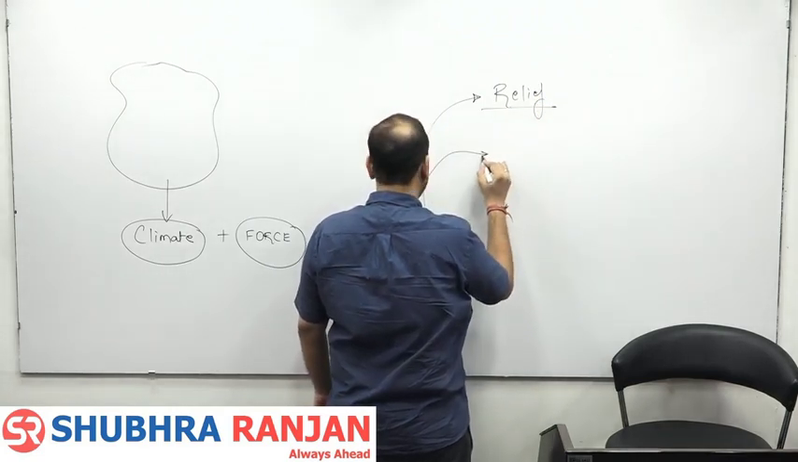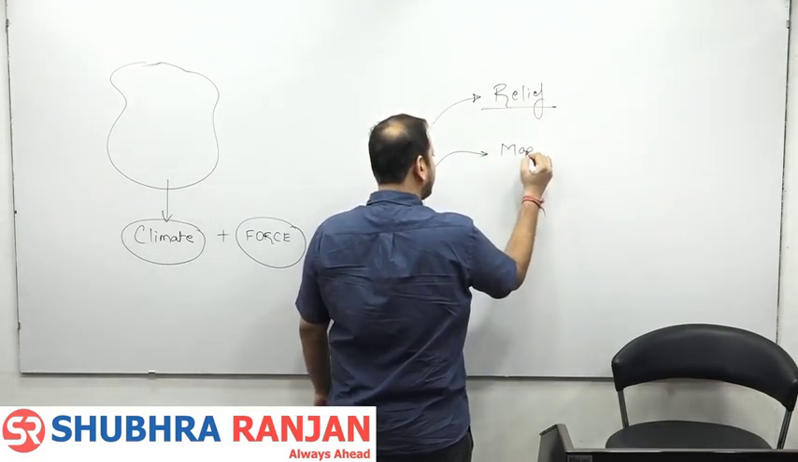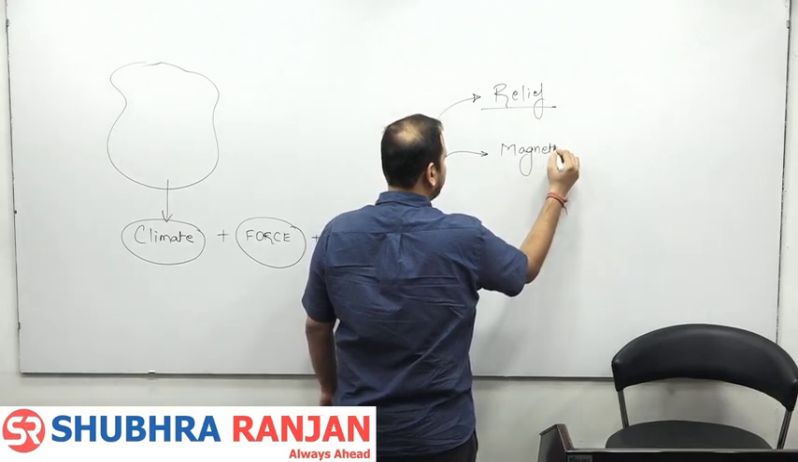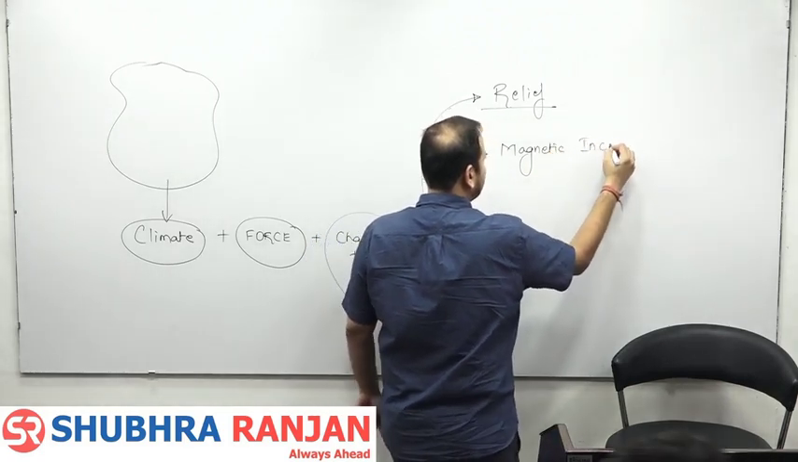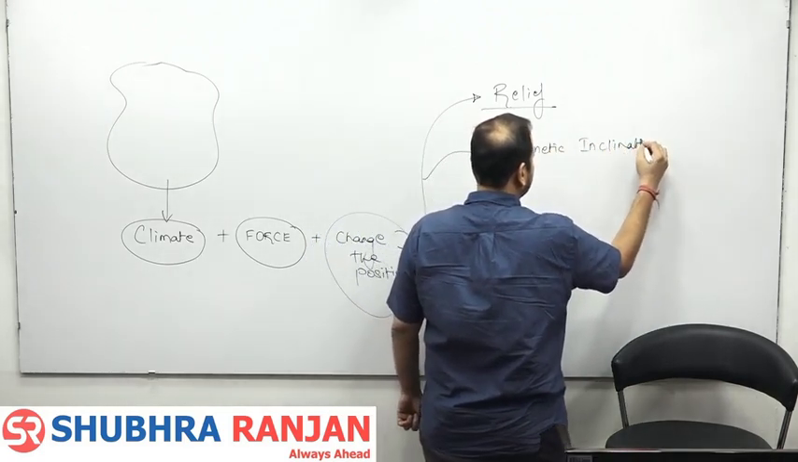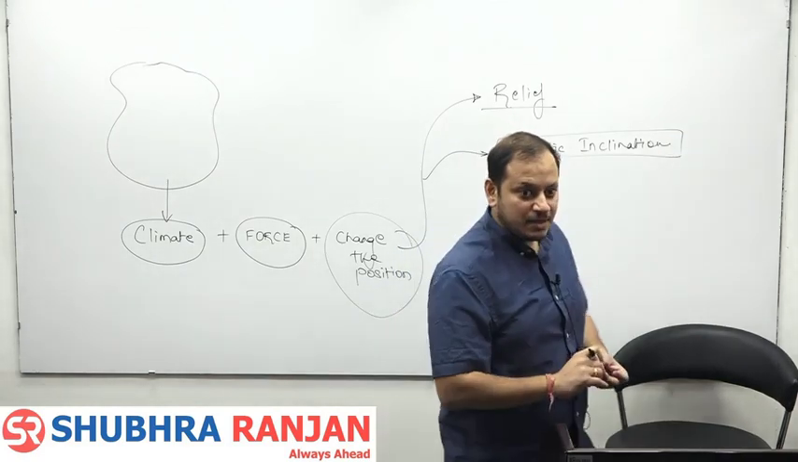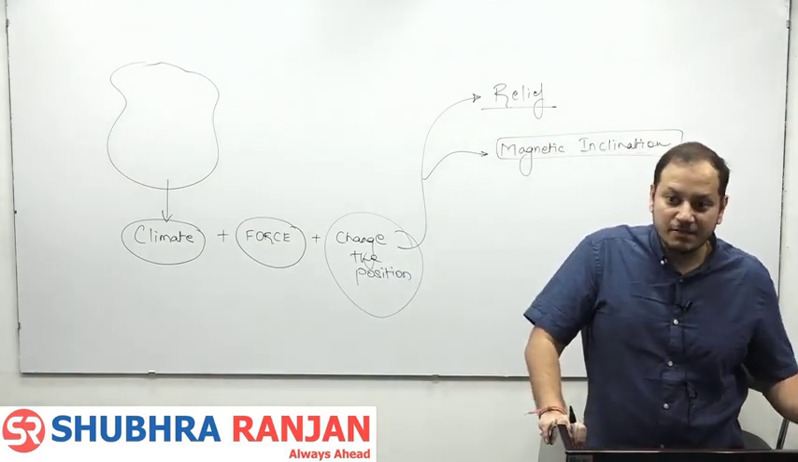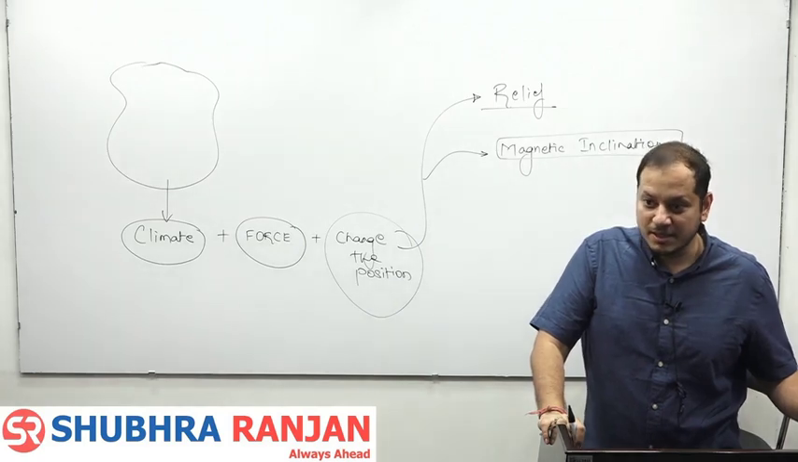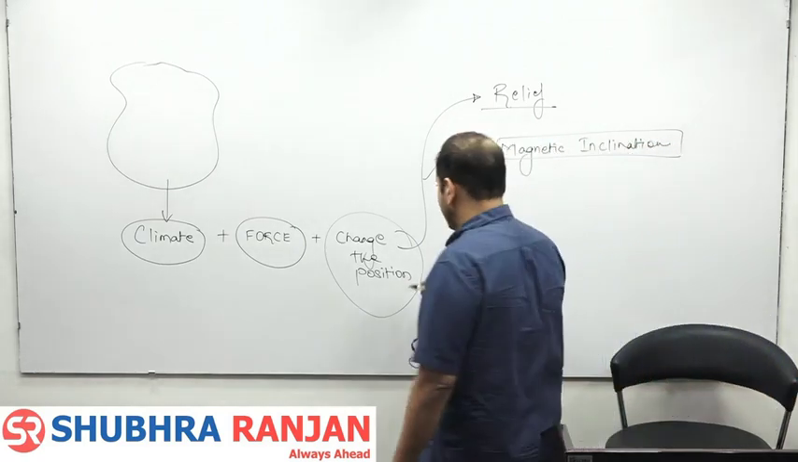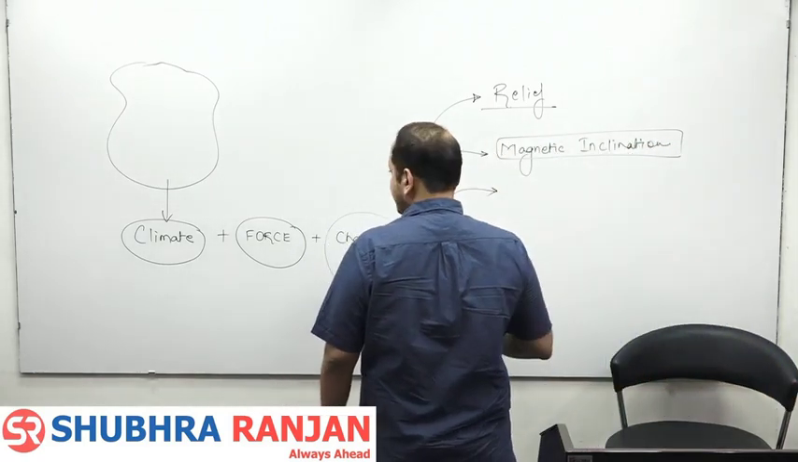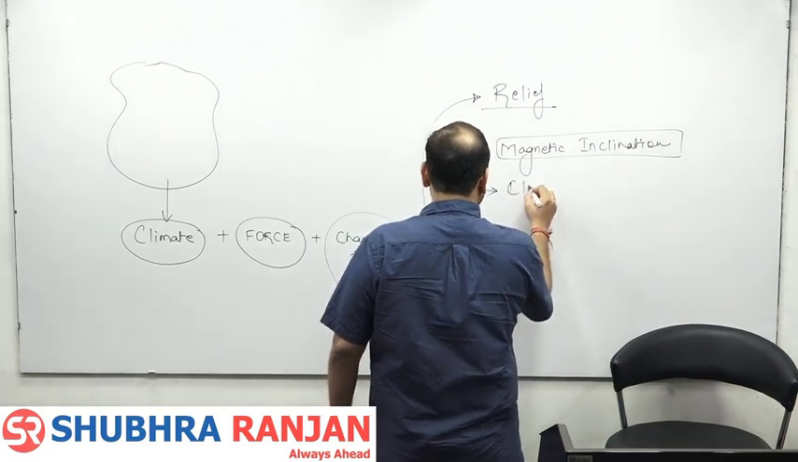There is changes in magnetic inclination of the rocks. Magnetic inclination means how the magnetic field of the rocks behave. There is a changes in the magnetic inclination of the rocks. Third, there is changes in the climate of an area.